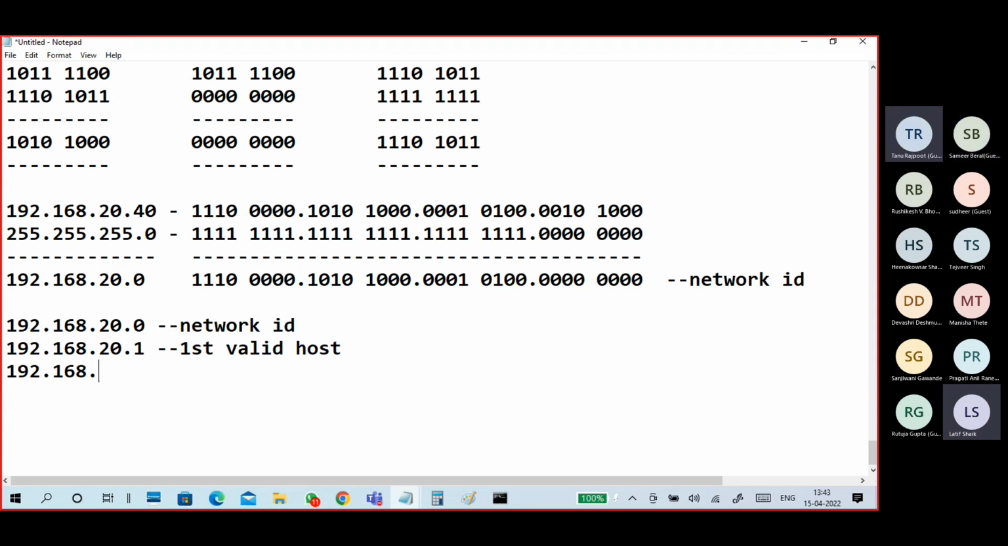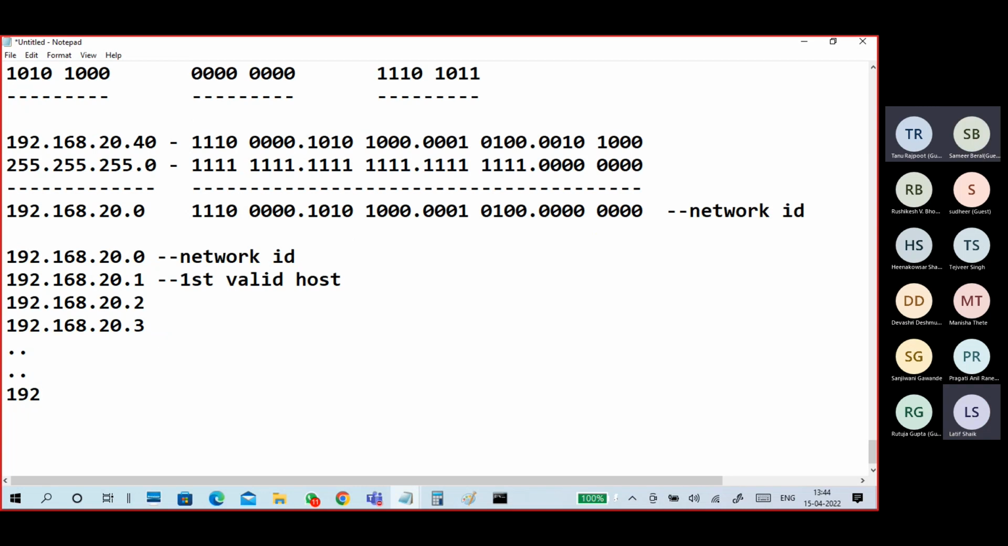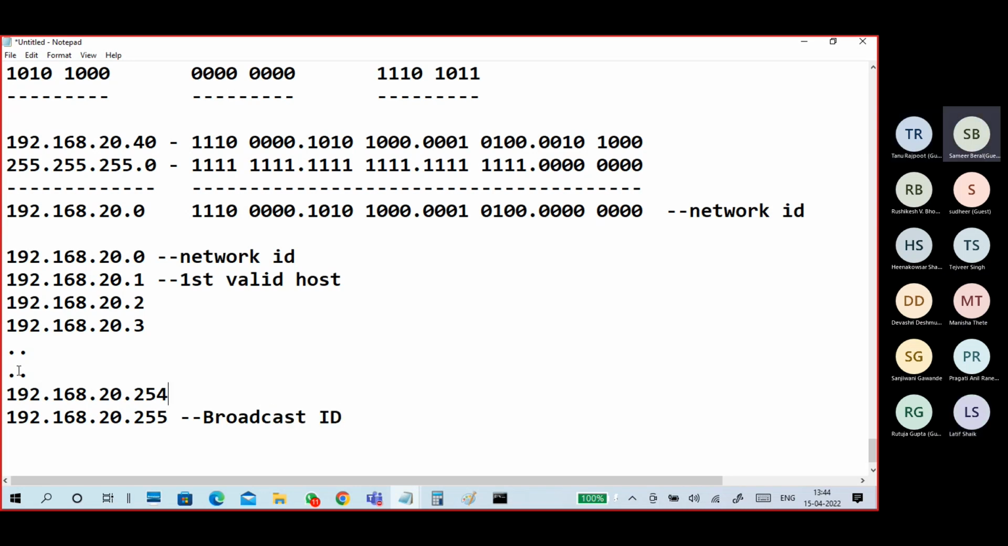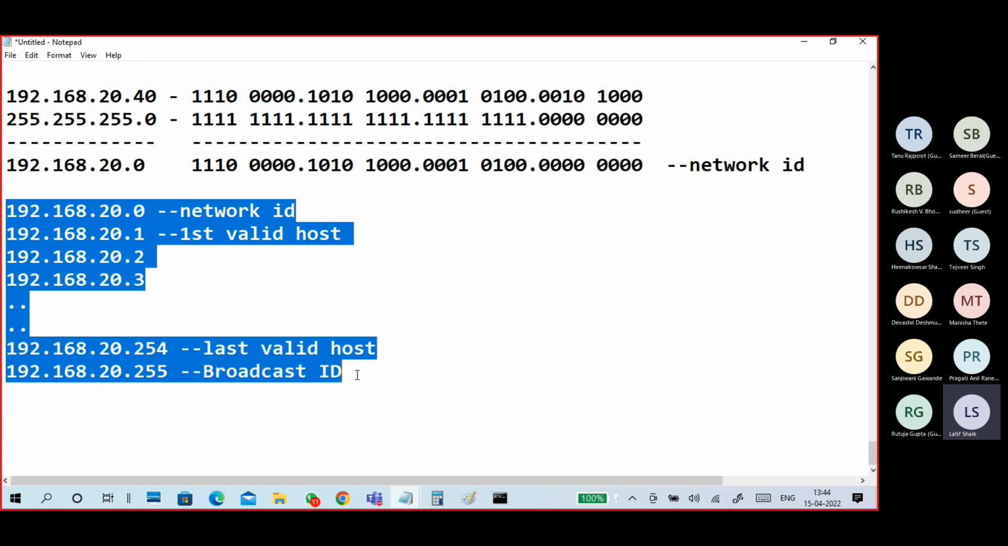What is the next IP? Same thing, it goes on, 3, like this. And it goes up to 192.168.20.254, and then 255. This is called the broadcast ID. This is called the last valid host. Okay, last valid host. This is the total range of a network.